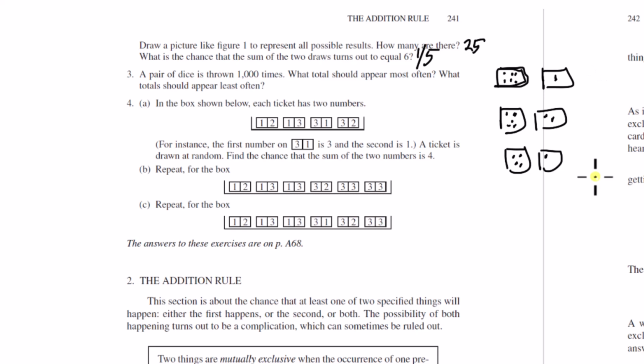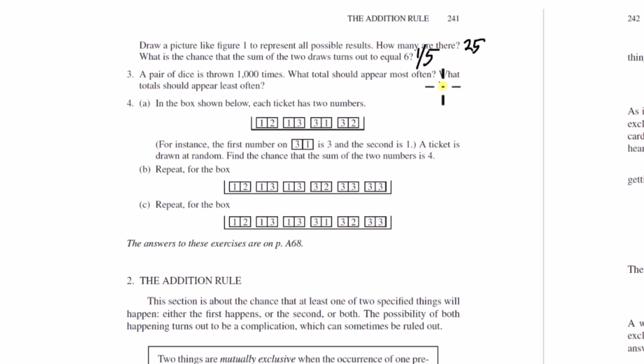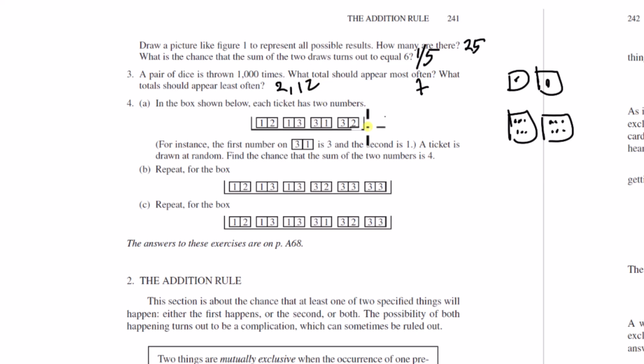Now, the least likely is, so they said here, the total appearing most often is 7. The least likely is going to be 2 1s and then 2 6s. So that would sum to 2 and to 12, because there's only one way you can roll a 2 or a 12 when they both sum to 2, they both sum to 12. There's not multiple ways you can do that.